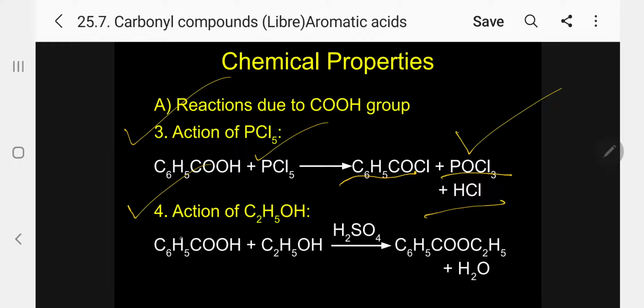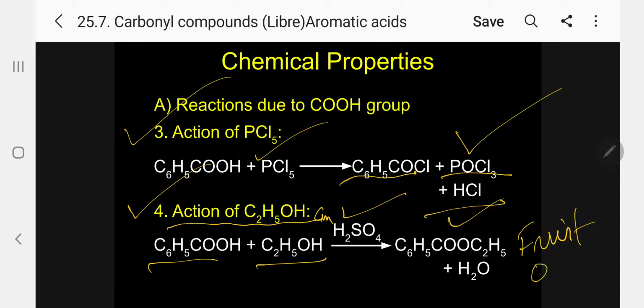And fourth, action of ethanol, very important. It's a test for aromatic acid. Benzoic acid, when treated with ethanol in presence of concentrated sulfuric acid, you will get ethyl benzoate. Fruity odor. It's a test for, kindly follow, acid, aromatic acid. Esterification test. This is called esterification test.